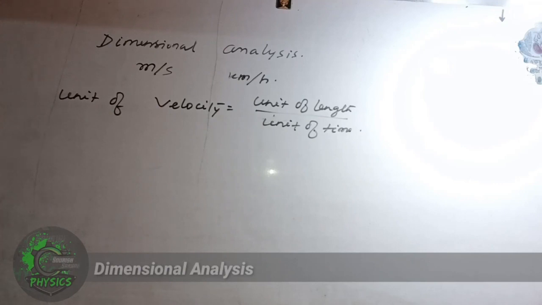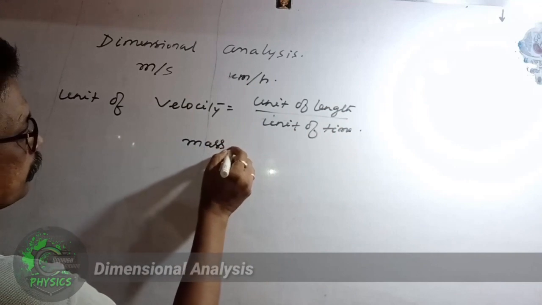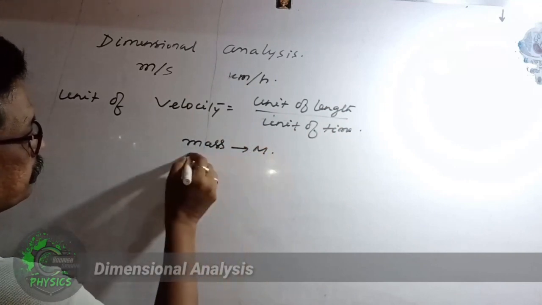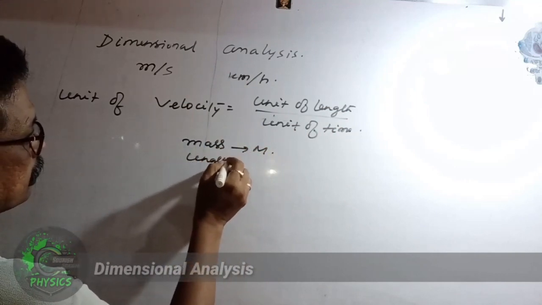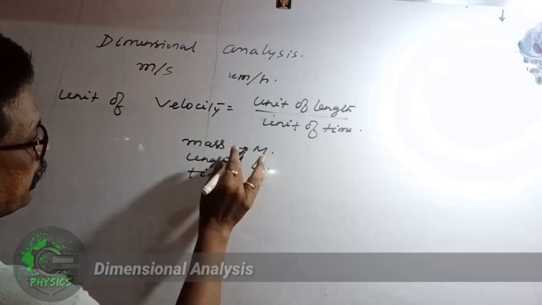Now what are dimensions? The dimensions of a physical quantity are the powers to which the fundamental units are raised in order to obtain the derived unit of that quantity. You know, length, time, these all are fundamental quantities. While writing the dimensional formula, mass is denoted by M, length is denoted by L, and time is denoted by T.